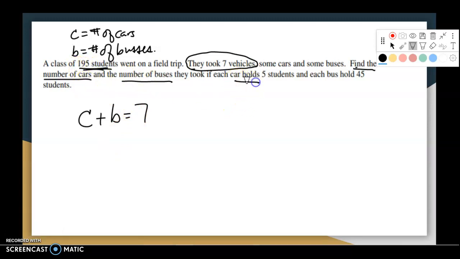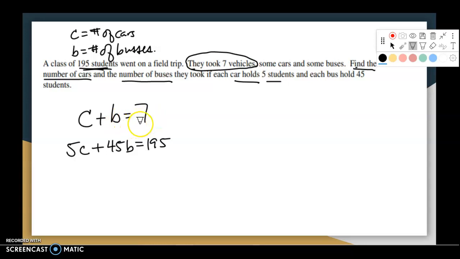Okay, but each car only holds 5 students. So 5 students can fit in every car, plus 45 students can fit in every bus, and together there's 195 students all together. Here is a system of equations. C plus B equals 7, and 5C plus 45B equals 195. Now, I want you to take that equation and solve it for C and for B. Okay, it's your choice for how you do this.